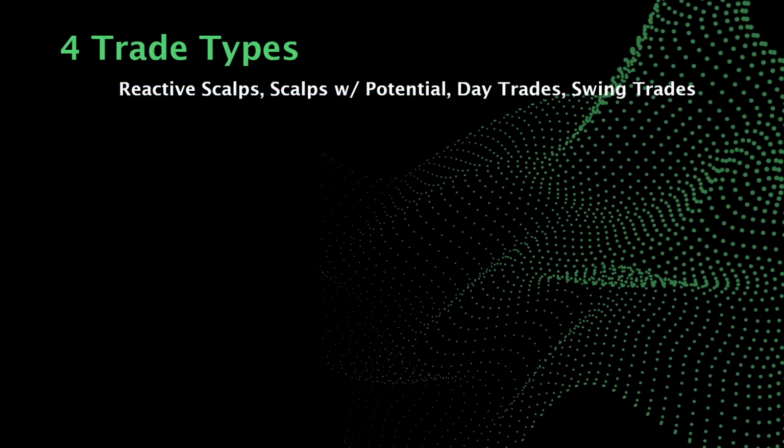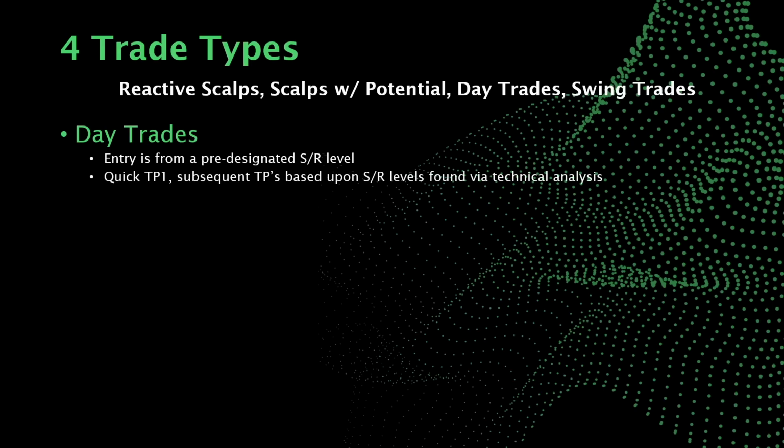So we've gone over the types of scalps. Now let's go ahead and talk about day trades and swing trades. So day trades, I know we hear the term a lot. How do we classify them? Entry is from a pre-designated support resistance level. I personally still like a quick take profit one. I always like to lock in the win.